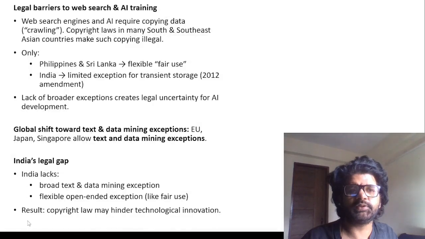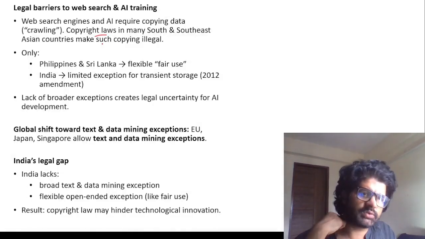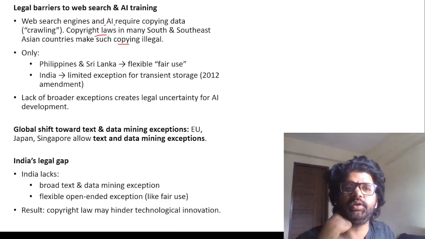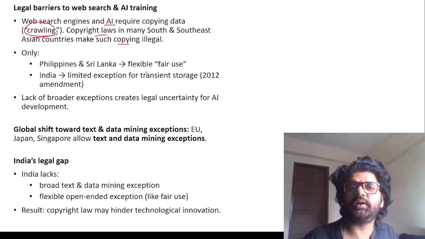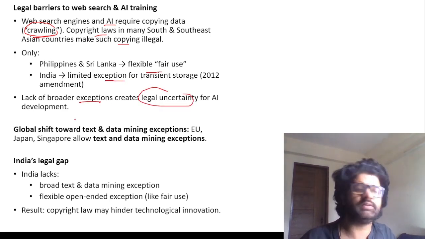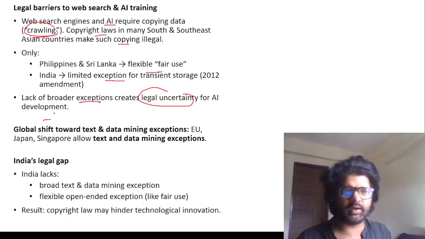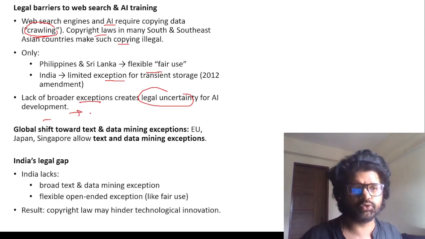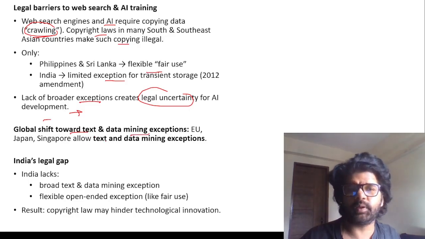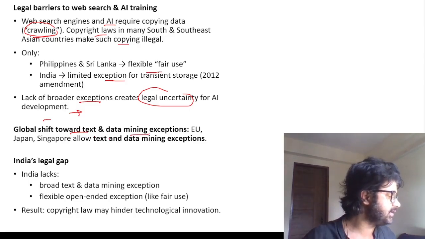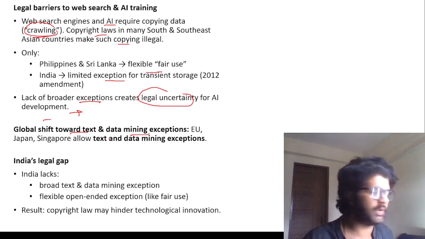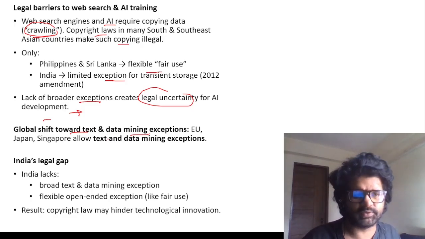The problem here is that copyright law makes copying illegal, because AI requires mining, crawling, and copying of data. The Philippines and Sri Lanka allow fair use. India has limited exceptions. The lack of broader exceptions creates legal uncertainty. More and more cases can be filed against, let's say, ChatGPT or Gemini, saying that you are using my data. There is a global shift towards a text and data mining exemption. Japan and Singapore allow that. Yes, if AI is using this data to extract more information, it should be allowed. Cases should not be filed against them. In India, we don't have such a provision, so we need it.